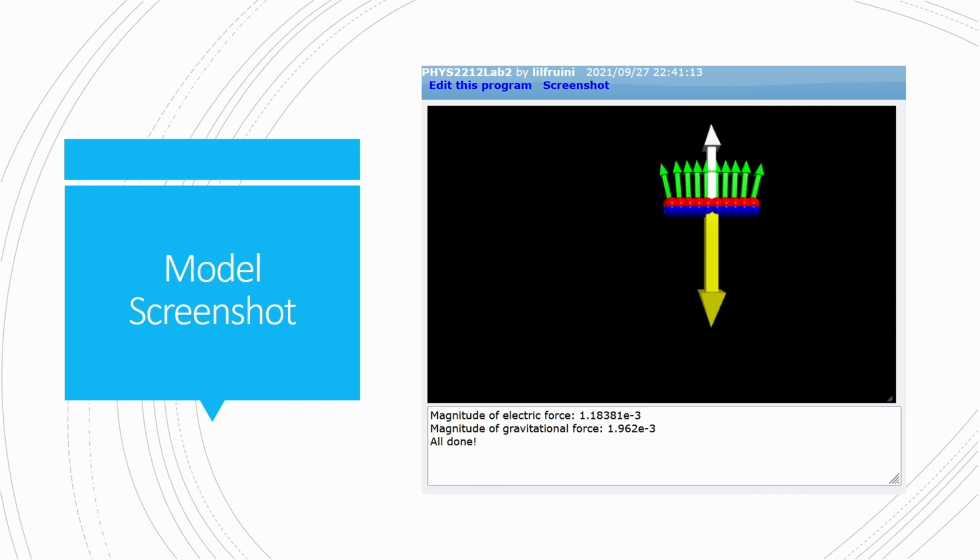So the screenshot here is the representation of what happened with the tapes. The gravity force is the same as a value calculated back in Lab 1, 1.962 times 10 to the negative 3, with a little bit of variance. The electric force is much smaller. As you can see in the model, the vectors diverge as they get farther away from the center.